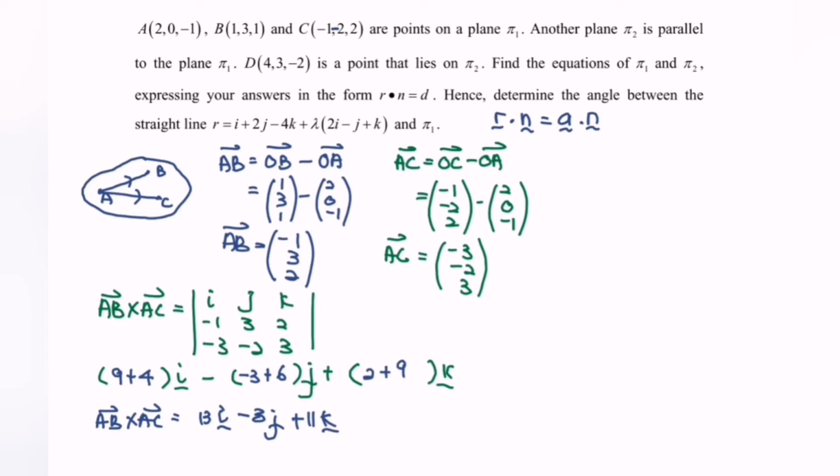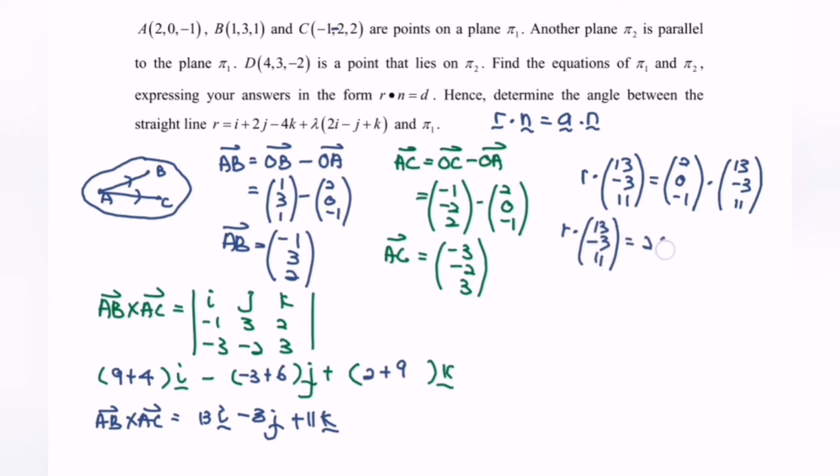So here we have the normal for plane 1. Kindly substitute r dot with n, where we have 13, negative 3, and 11 equals to point A. Kindly substitute the point A, where we have 2, 0, negative 1, dot with the normal. Kindly focus on the right hand side, where we have r dot with n equals to 26 minus 11. So r dot with 13, negative 3, and 11 equals to 15. So here we have the plane pi 1.